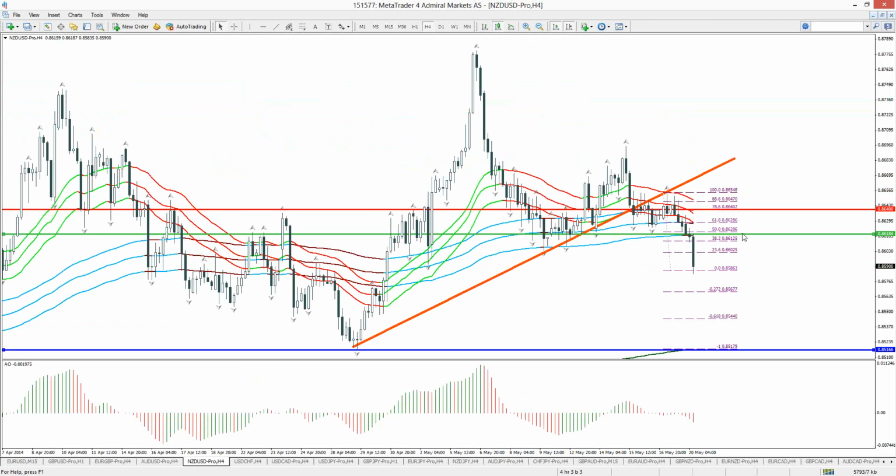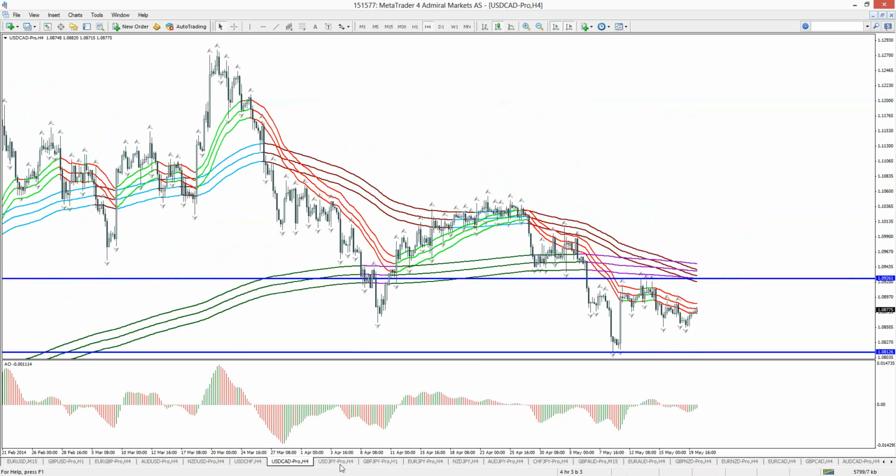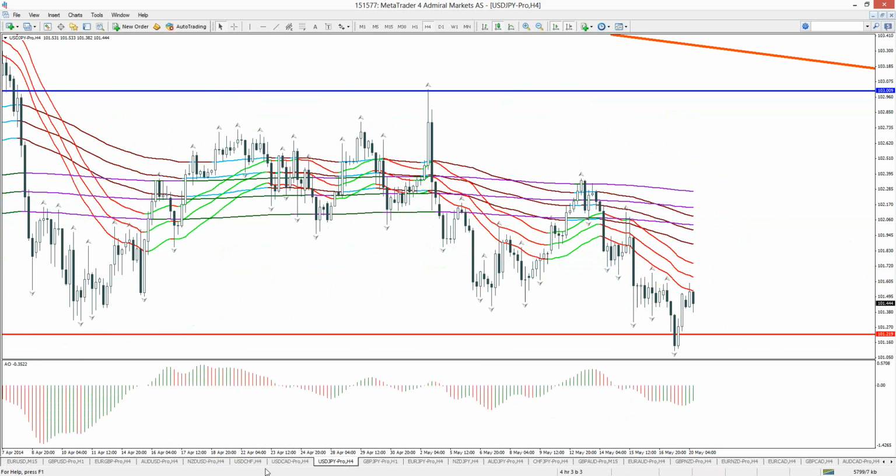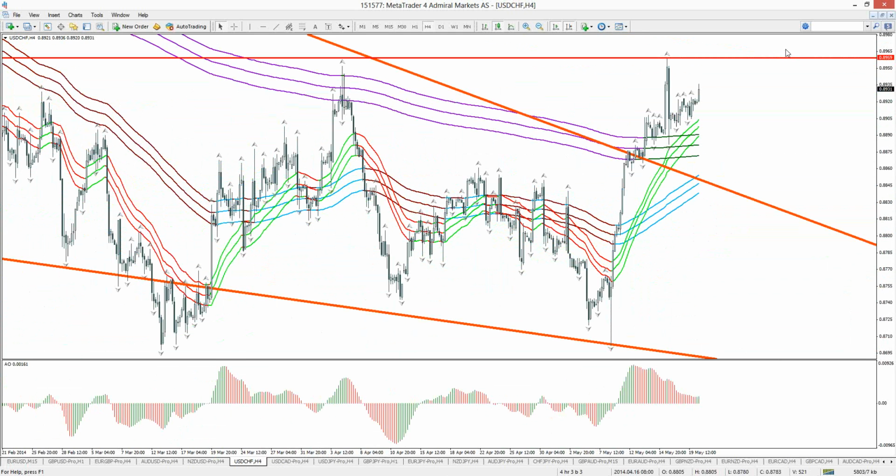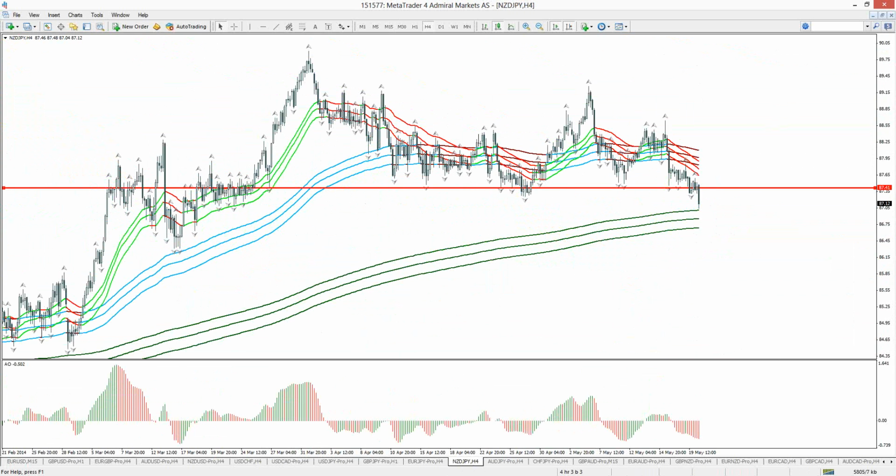Kiwi, we talked about a potential trade setup at the green line with stop loss at red and target at blue. That's a potential setup, just like the Aussie and euro. What else? Dollar CAD, dollar Swissy, not interesting, especially dollar Swissy unless we break 89.59.